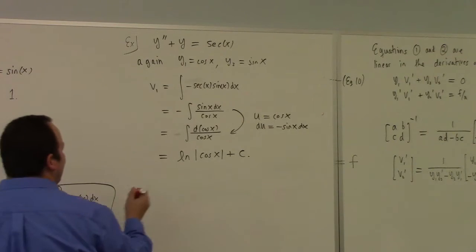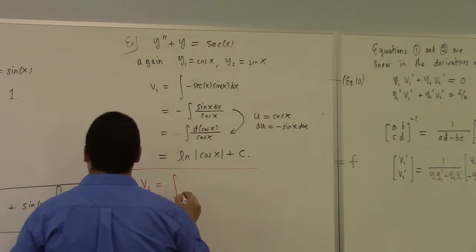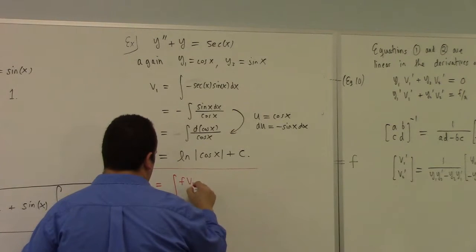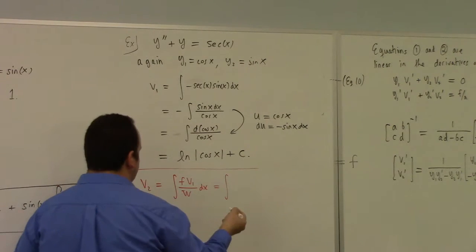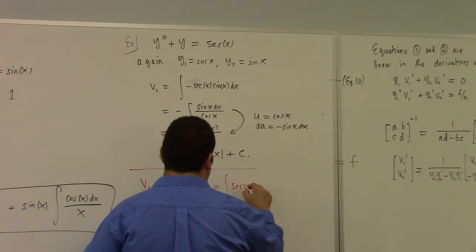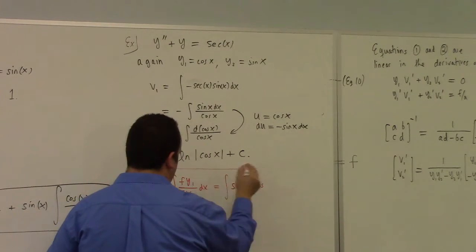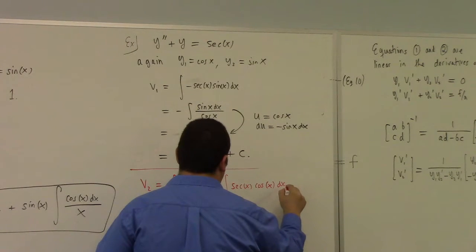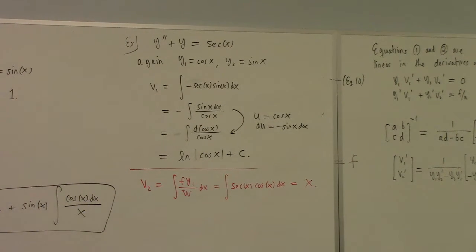Now v2. You guys are going to like v2. v2 is the integral, let's see here. Oh, I erased my formula, but it was f times v1 over the Wronskian dx. All right, so that's the integral of secant x times cosine, y1. So that's secant x times cosine x dx. Because secant and cosine cancel, the integral of dx is x.